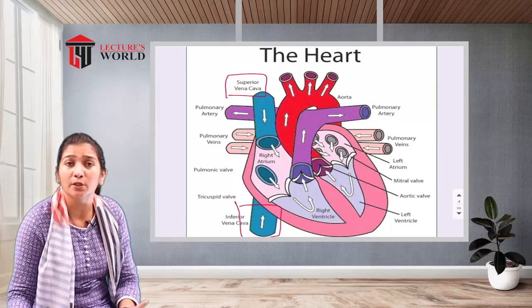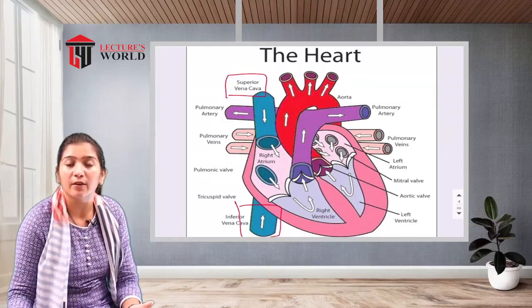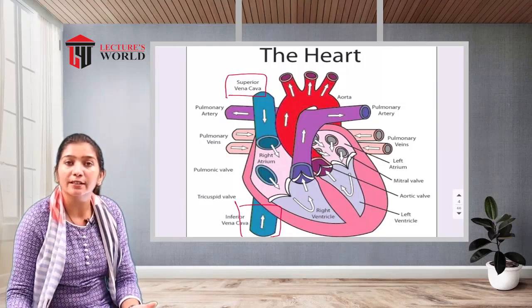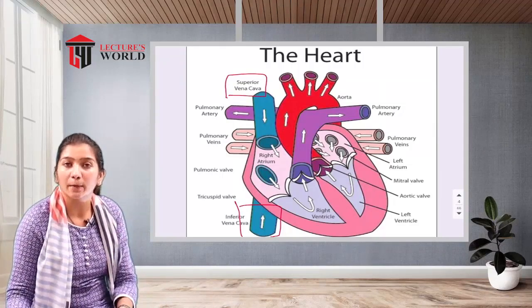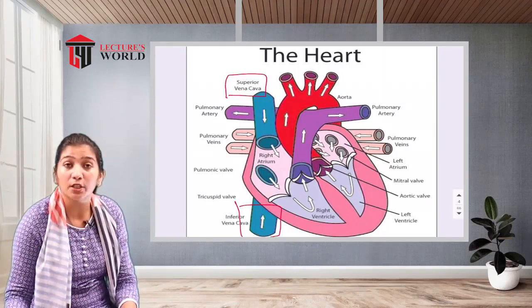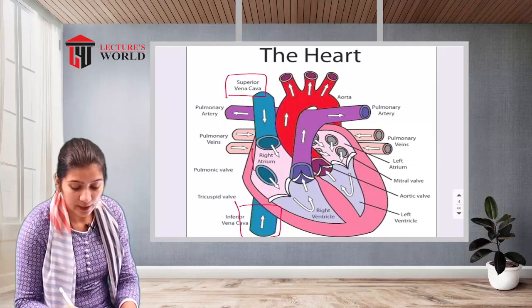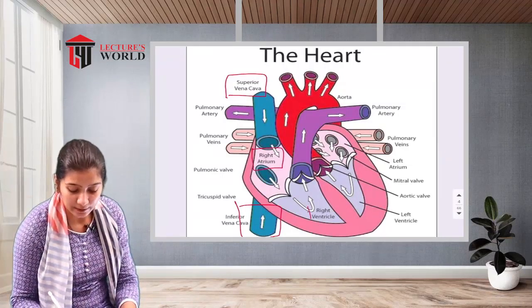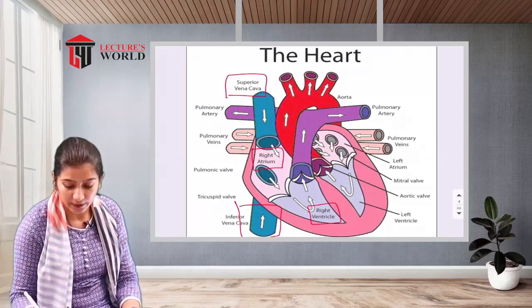So that's all about the two vena cava, the superior vena cava and the inferior vena cava. The function of the vena cava is collecting the deoxygenated blood from the upper and lower parts of the body. Now we will talk about the chambers of the heart. You can see there are 4 chambers in the heart, or we can say the parts of the heart.